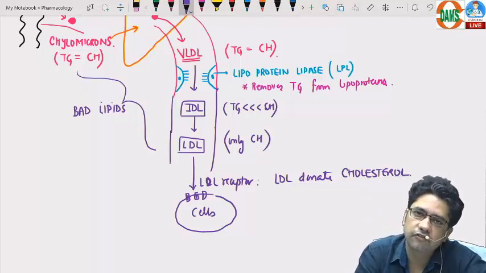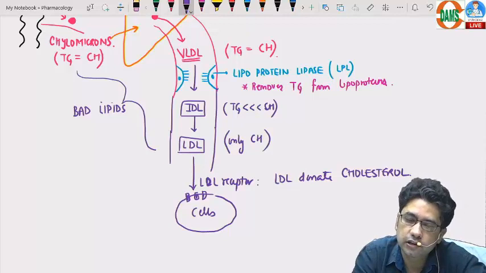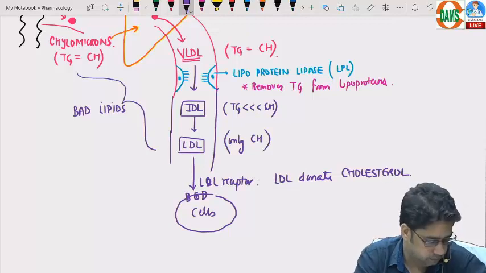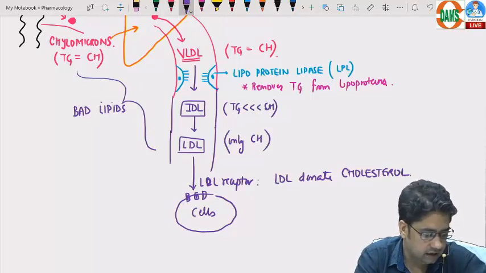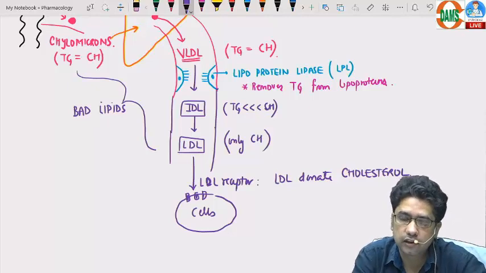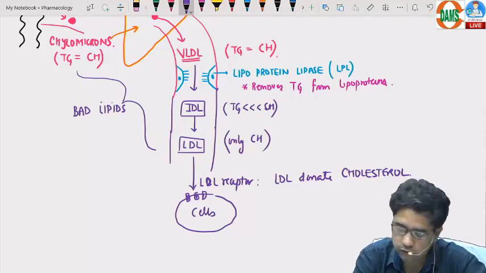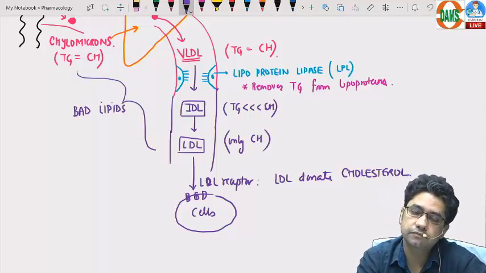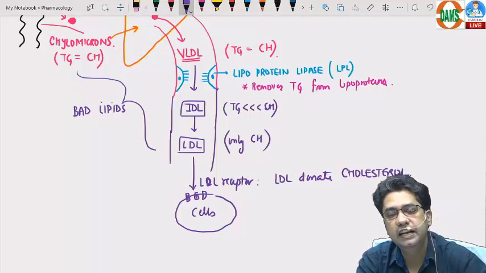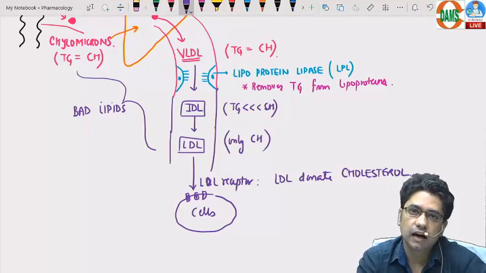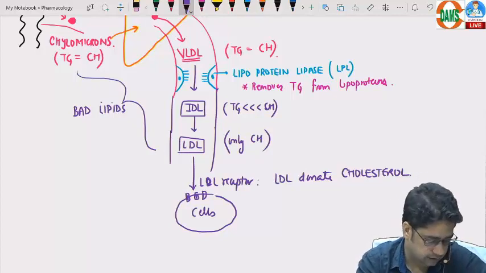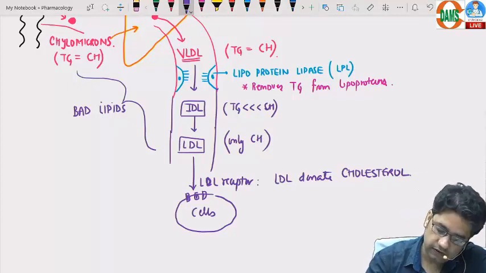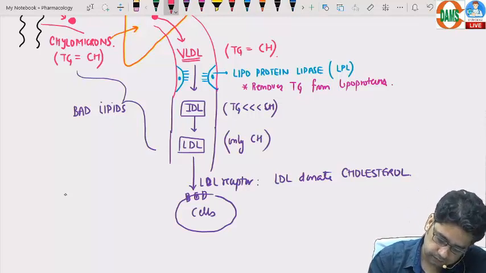And high level of LDL can lead to atherosclerosis. Yes or no? So these lipids are known as bad lipids. High level of VLDL can lead to acute pancreatitis and atherosclerosis. High level of LDL will lead to atherosclerosis. Yes. Now we have a very good lipid.